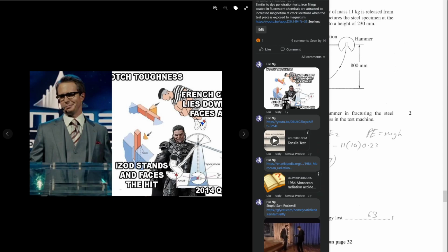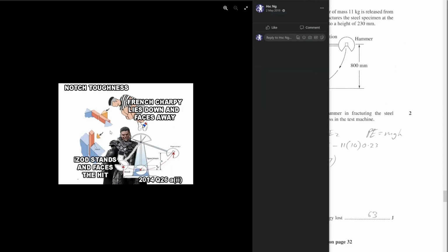So I'm back. This here is Charpy, and Charpy is a French person, lying down. He was actually the person who came up with this test, I believe. He lies down and faces away. So just remember that it's a French person. I've given him a French thing on his shoes, and he's lying down and facing away.